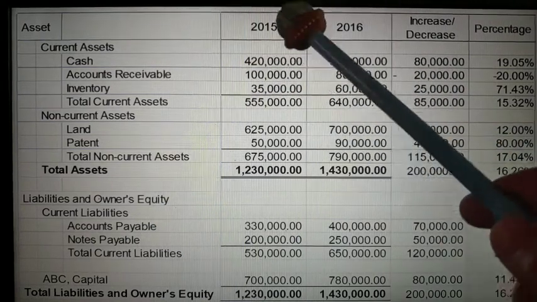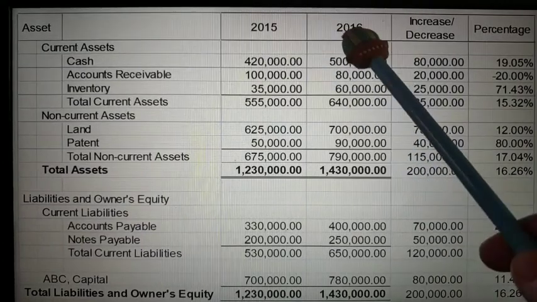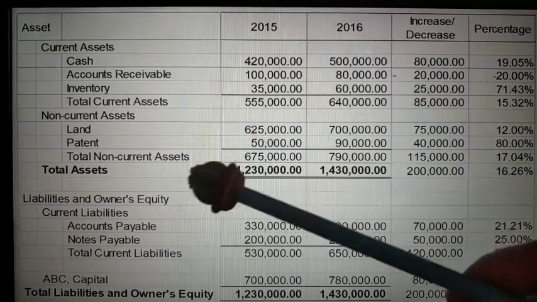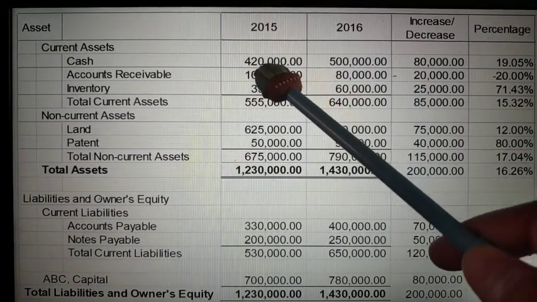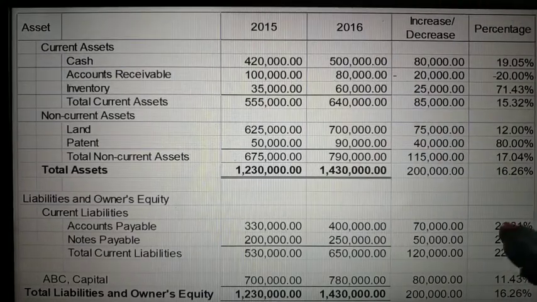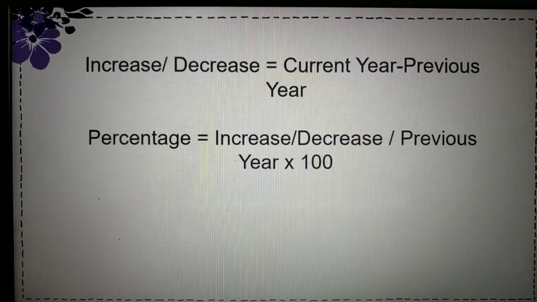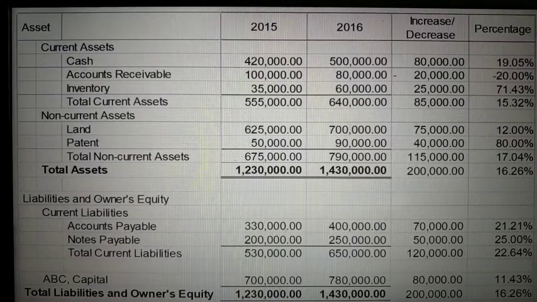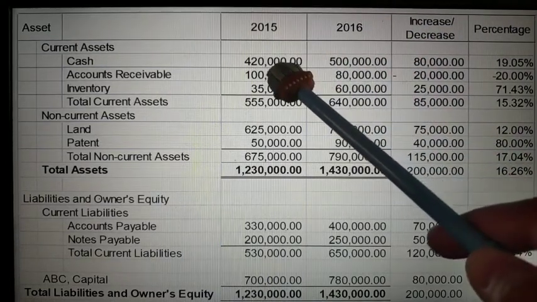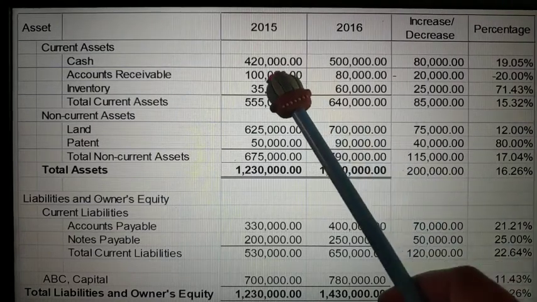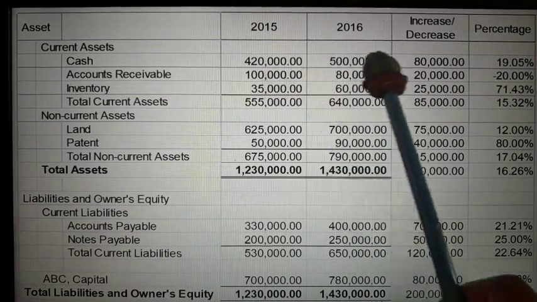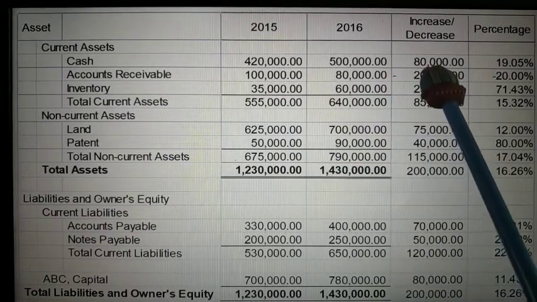So you are to compare the year 2015 to 2016. So 2015 is your previous, 2016 is your current. So in cash we have 420,000 and in 2016 we have 500,000. So earlier, our formula is the current year minus the previous year. So the current year, which is 2016, 500,000, you subtract 2015, which is 420,000. Then you get 80,000.